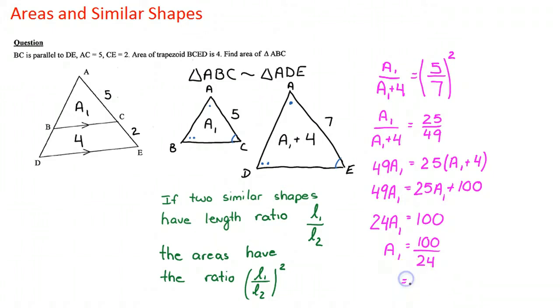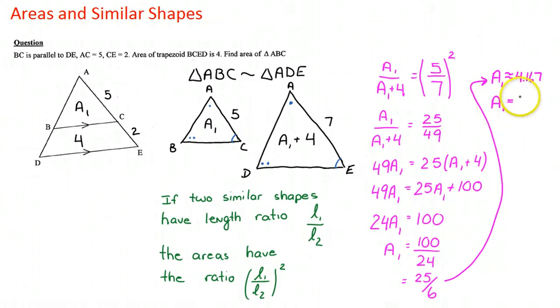And now we want to take a moment and reduce this fraction, so we can divide them both by, let's start with 4. So we're going to get 25 over 6. And if I really wanted to, because I want to think of this as an area, I'm going to get a decimal here. And I get A1 is approximately equal to 4.167. Alternately, I could say A1 is equal to 4 and 1/6.